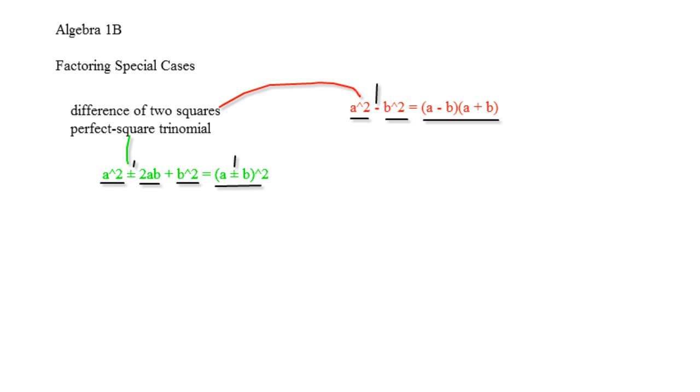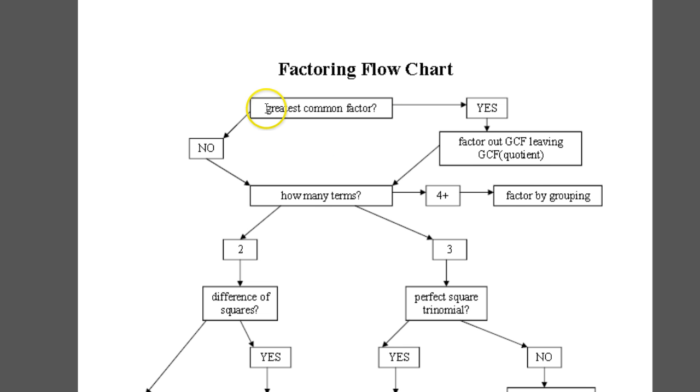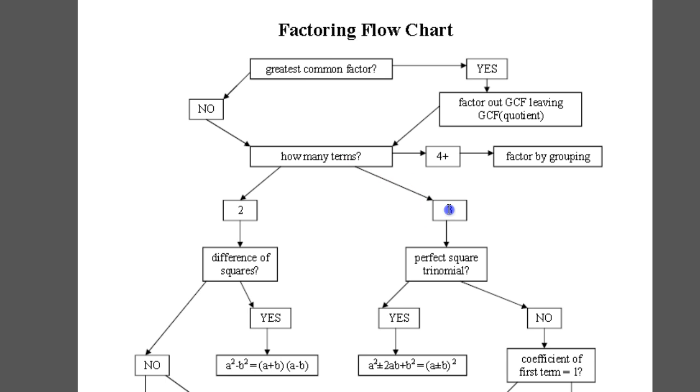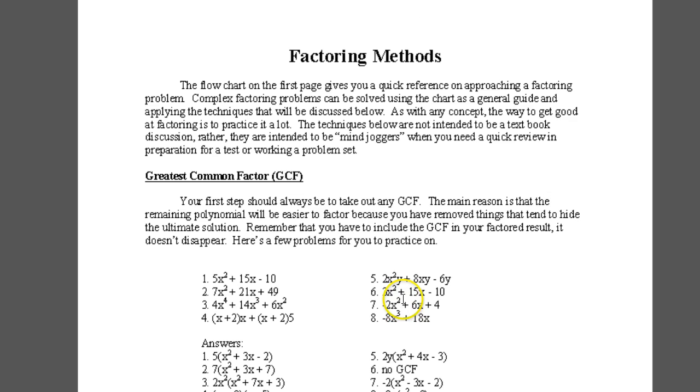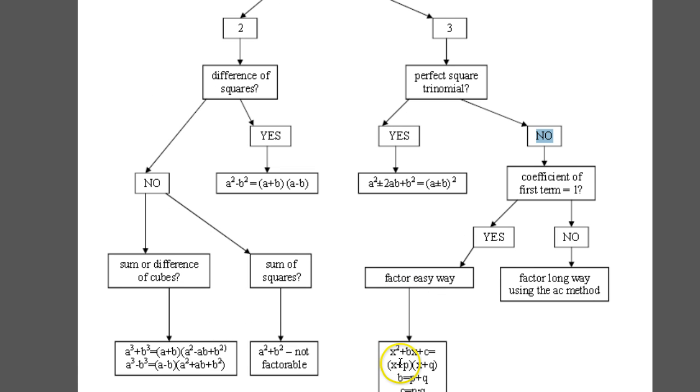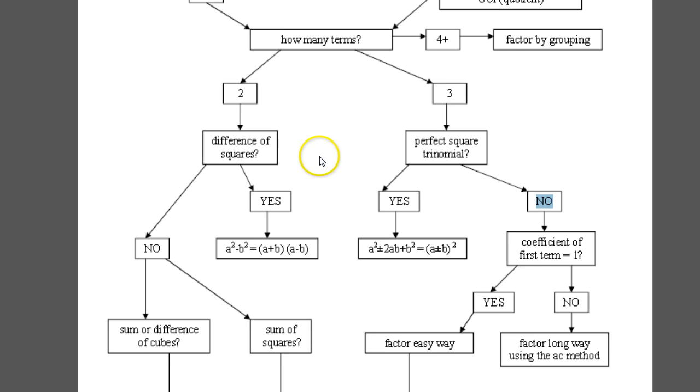Hold on, let's look onto the factoring flowchart. Okay, so once again, you always look for your greatest common factor. Okay, if you factored out, good. If not, then you count how many terms. Last time we talked about 3 terms, and we talked about not a perfect square trinomial. We'll talk about that today. We'll go on this path in a sec. But we talked about what if it's not, and then we said, okay, you're going to factor the easy way, or you're going to factor the long way, which is using the AC method. So today we're going to talk about these two methods.